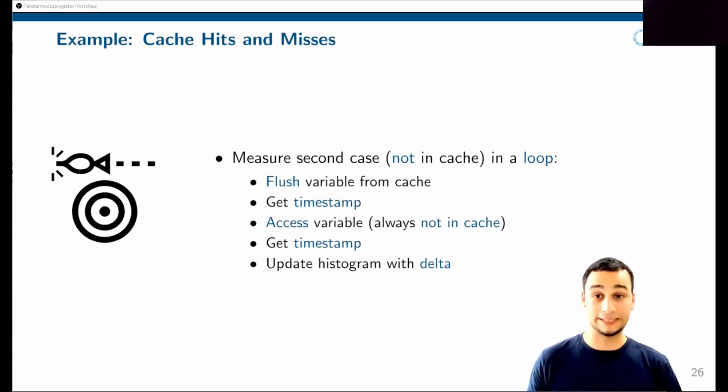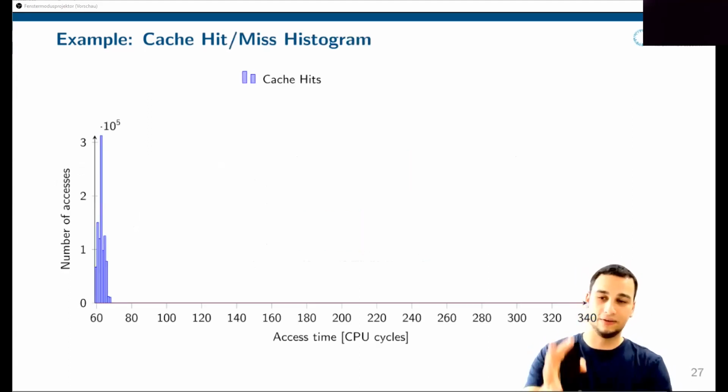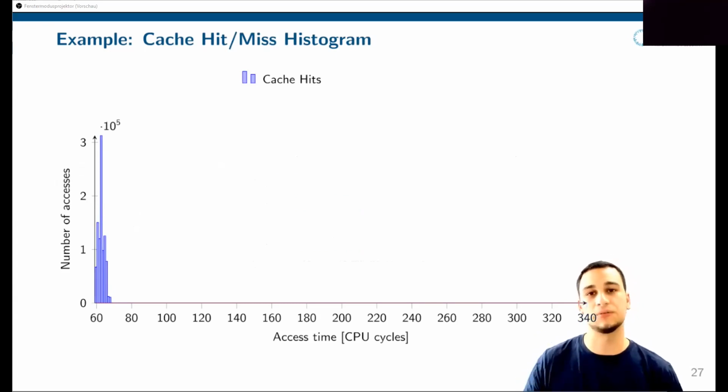And if we plot that, we get something that looks like that. So all the cache hits are here around 60 cycles. Why is it that much longer than the numbers I said before?